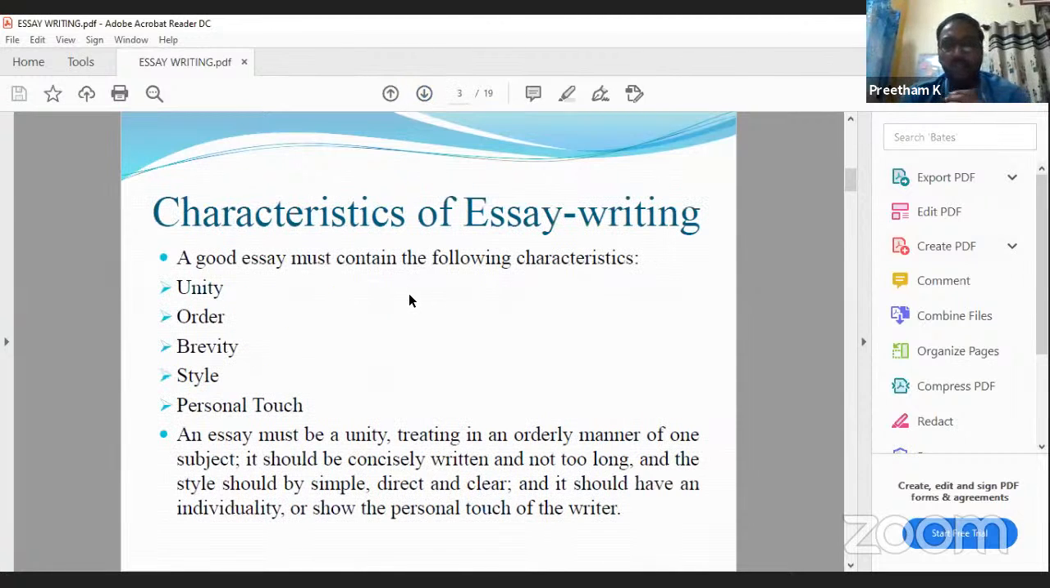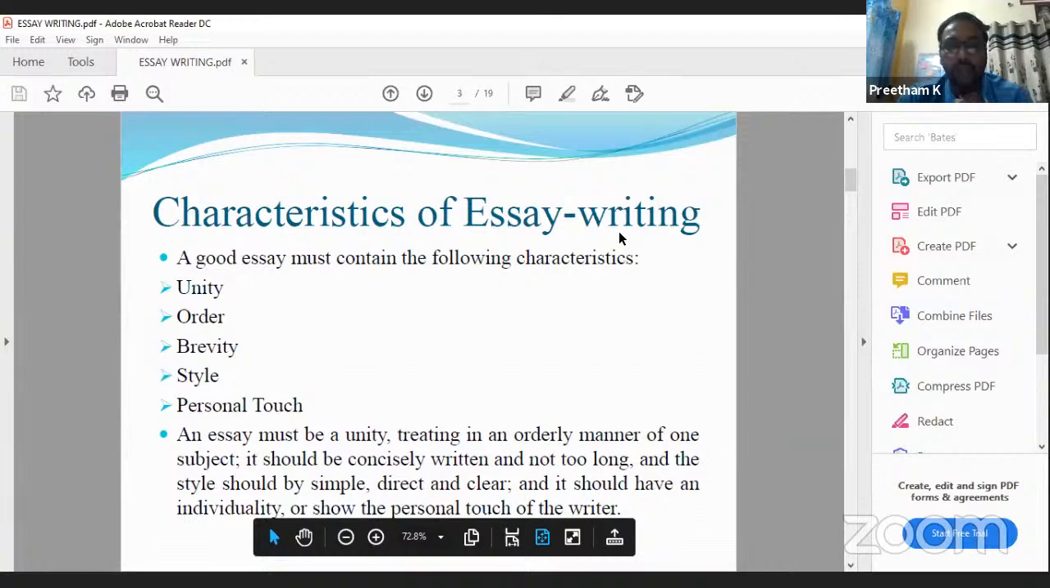Characteristics of essay writing. A good essay must contain the following characteristics. It should have unity, order, brevity, style, and personal touch. Brevity means to be brief. There is an adage, brevity is the soul of wit. It means if you are able to convey maximum information using minimum words, that shows that you are intelligent. The essay must have unity, treating in an orderly manner of one subject. It should be concisely written and not too long. The style should be simple, direct, and clear. And it should have individuality or show the personal touch of the writer.